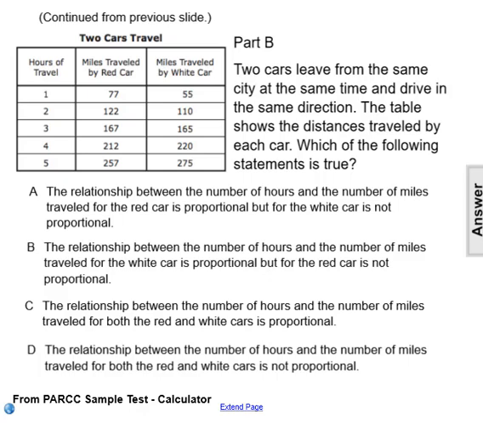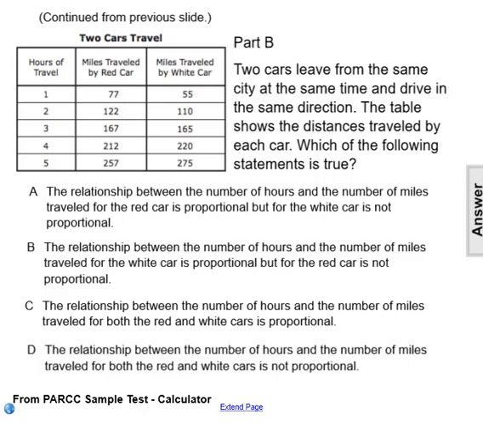Each of the following statements is referring to the relationship between the number of hours and the number of miles traveled for the red car and the white car. They are comparing them and seeing if they are proportional or not. So, to see which statement is true, we should look at the miles traveled by the red car and the hours of travel and see if that relationship is proportional or not. And then we should look at the miles traveled by the white car and the hours traveled and see if that relationship is proportional or not. And once we have that information, we can read each statement and see which one would be true.